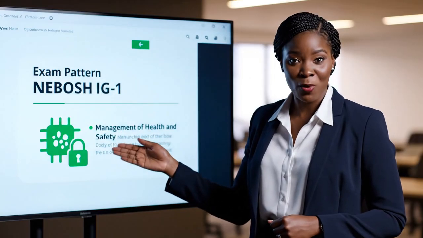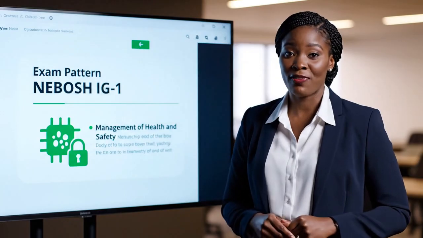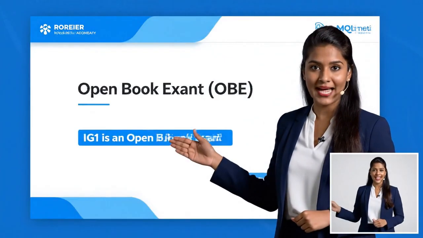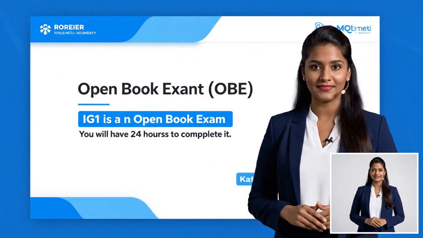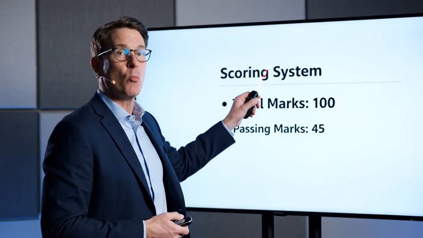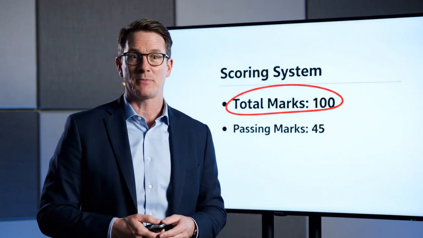Let's look at IG1. This unit focuses on the management of health and safety. IG1 is an open book exam, or OBE. You will have 24 hours to complete it. After registering, you receive an email. On exam day, you download the paper and upload your answers to the portal. The paper is worth 100 marks. You need a minimum of 45 marks to pass.